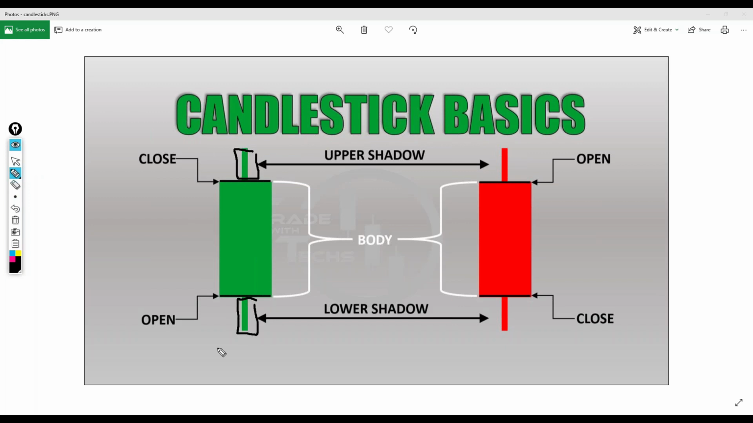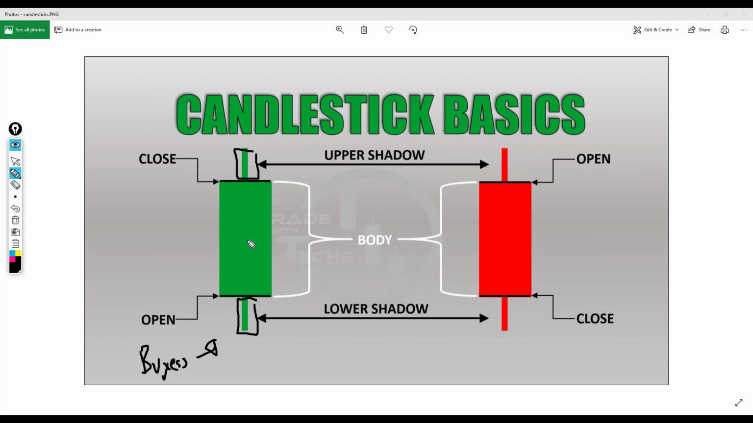So when we have these wicks or these shadows, right? They give you a good idea, in this case, the lower shadow, where buyers stepped in. So where the demand is, what prices people are willing to pay for the stock. And the upper shadow shows you where the sellers were. Okay, that's an easy way to kind of think of it.